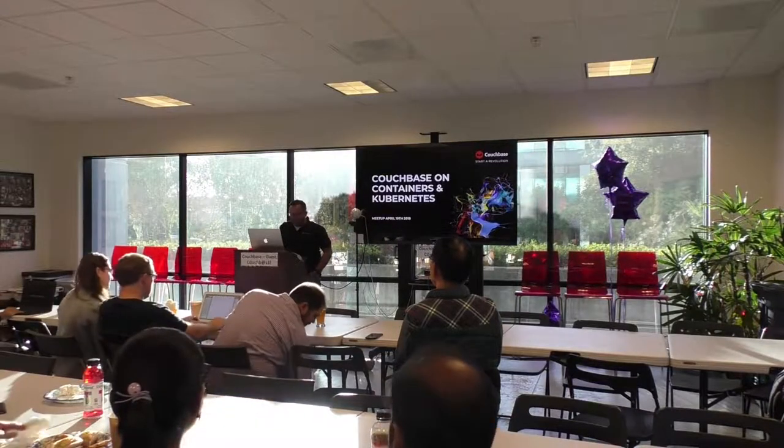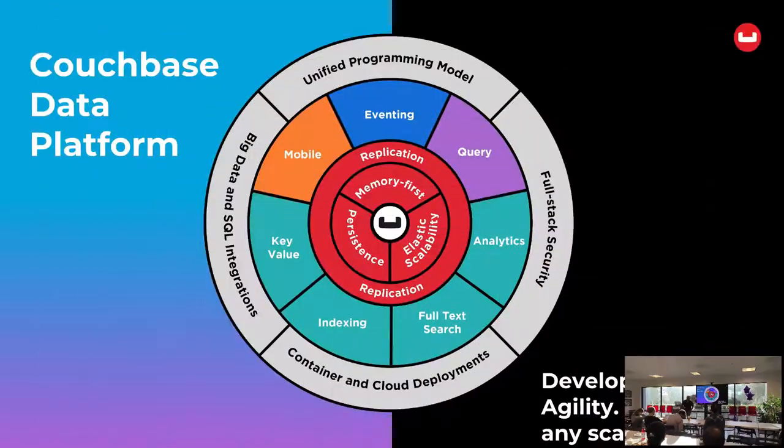So for the first few slides, since some of you are new to Couchbase, I'm going to talk about the Couchbase data platform. The Couchbase data platform consists of different technologies. We started with a key value store. We became a document store. We added support for JSON documents, and then we started expanding our data platform capabilities.